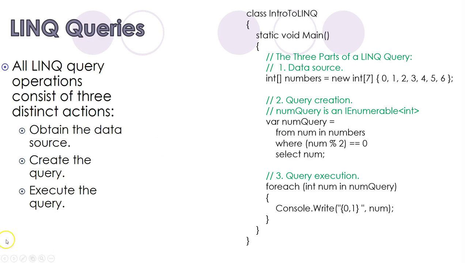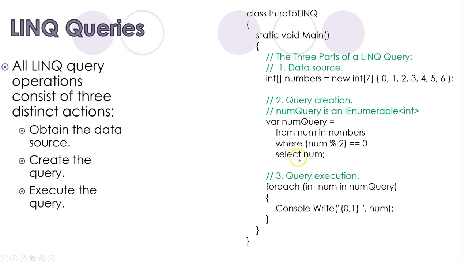In this example, you have three parts of a LINQ query. One is the data source. It is just an int array with some numbers. Then you have query creation, where var numQuery is equal to from num in numbers where num mod 2 is equal to 0 select num. So you are creating a query, and then you are executing the query.